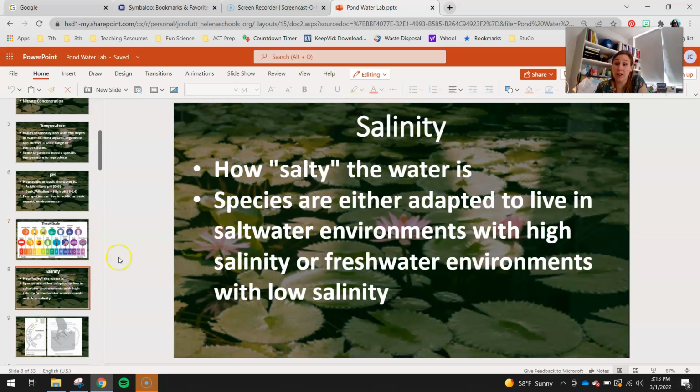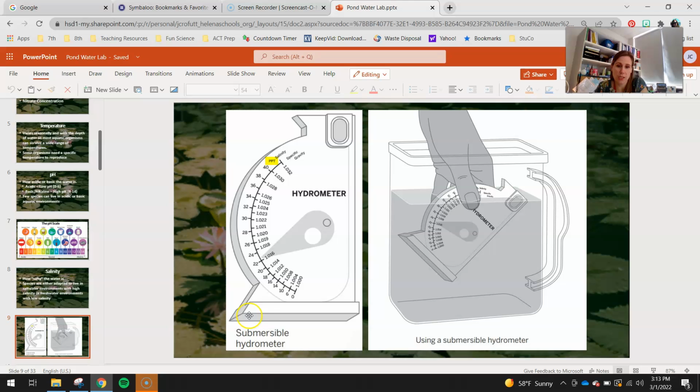Salinity is how salty the water is, and what we see with organisms is they're either adapted to live in fresh water or they're adapted to live in salt water. There's very few organisms that can go back and forth between fresh or salt water. Okay. We are going to test salinity today using a hydrometer.